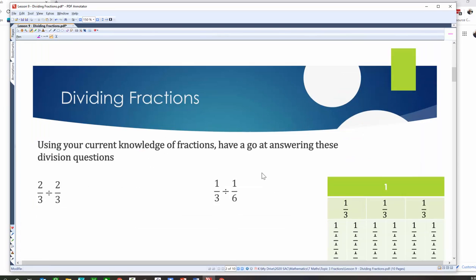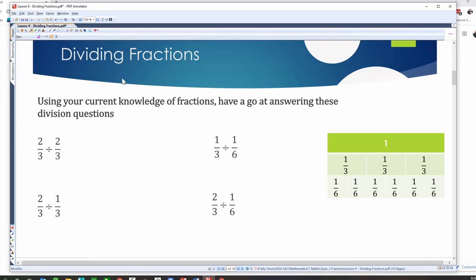Okay, so let's get into it. So what we're going to do first is look at an intuitive answer to dividing problems. So using your current knowledge of fractions, have a go at answering these division questions. So first of all, I'll just deal with some whole numbers. So just say this is 2 and this is 1. And my problem was 2 divided by 1. We know that the answer of that is 2 because 2 of these things here fit into here. I'm going to get 1 into 2 2 times.